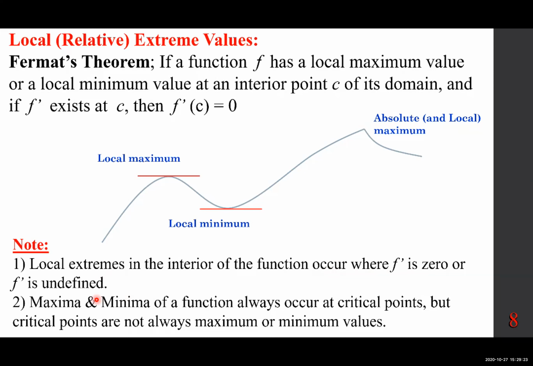However, maxima and minima of a function always occur at critical points, but critical points are not always maximum or minimum values, okay? So if something is a maximum or minimum, the points that they occur at are considered critical points. But if you happen to have a critical point, it doesn't mean you have a max or min. You could or you could not.